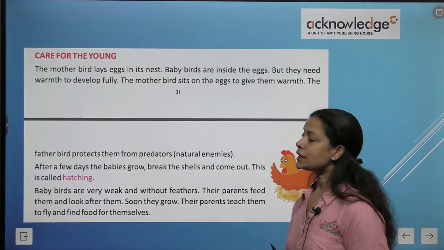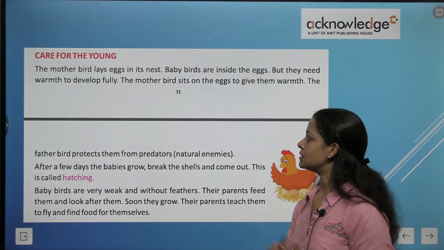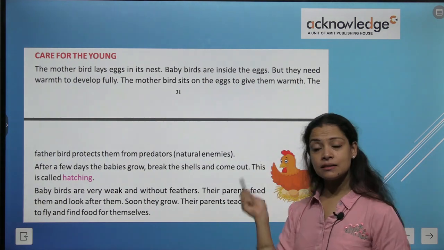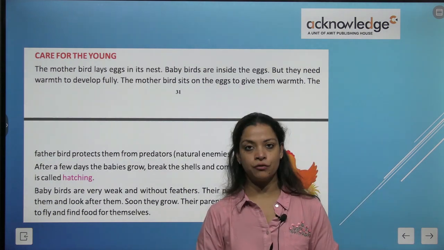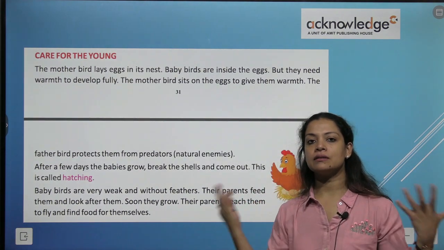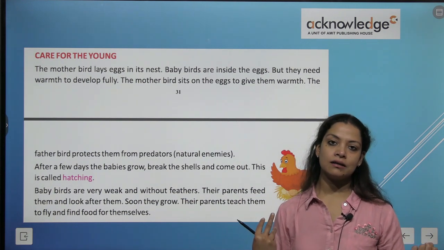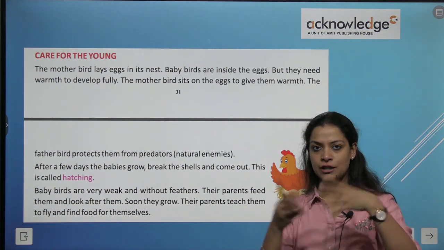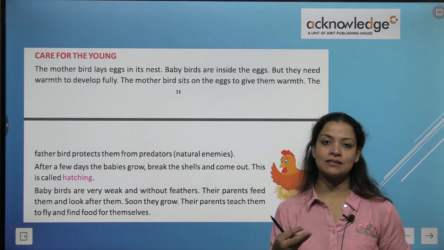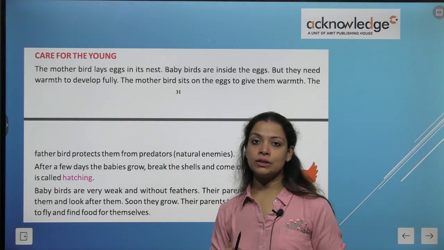Now care for the young. The mother bird lays eggs in its nest. Baby birds are inside the eggs, so they need warmth to develop fully. The mother bird, they are always working outside, they are flying, they are collecting food and grasses for their babies. जो baby birds हैं, eggs hatch हुए हैं, या जो small chicks हैं, babies हैं, they are inside the nest. They need warmth to develop fully.